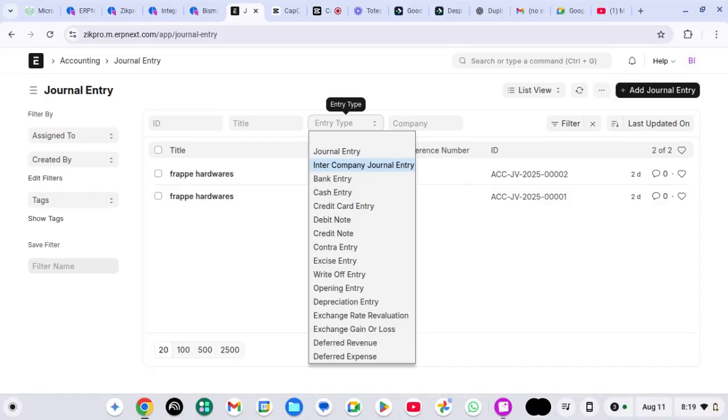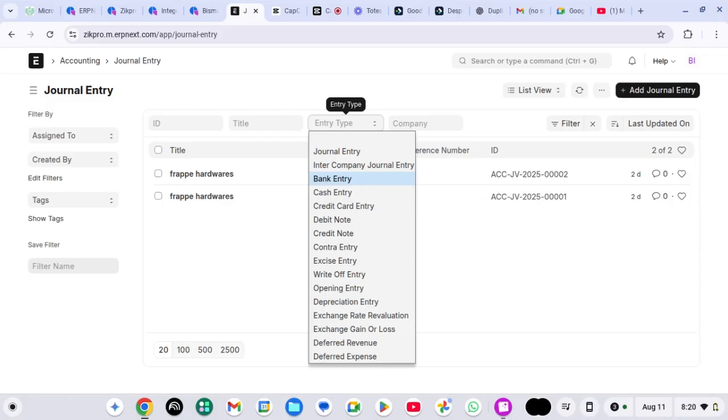Intercompany journal entry. When there are transactions between a parent and subsidiary companies, sister companies, or companies belonging to the same group, you can make an intercompany journal entry. This type of entry facilitates recording financial transactions between related parties.